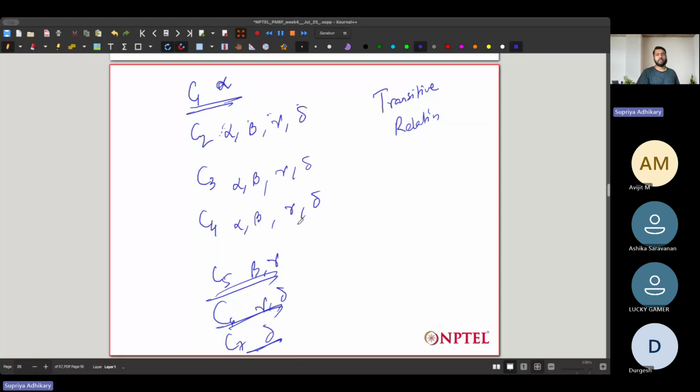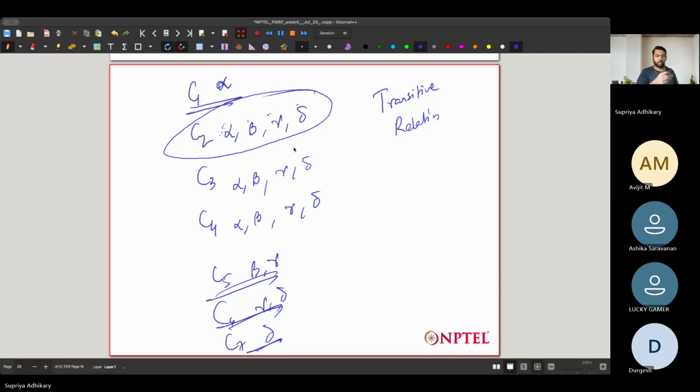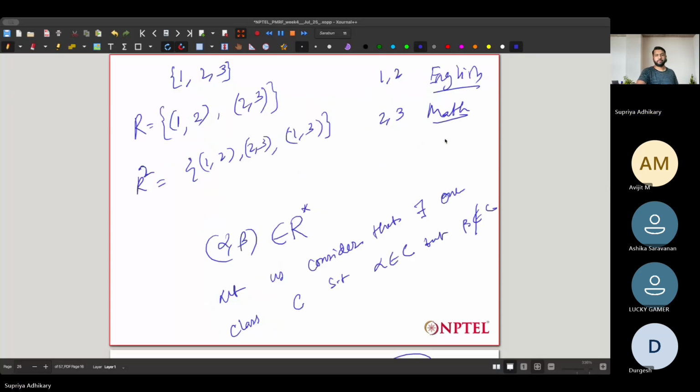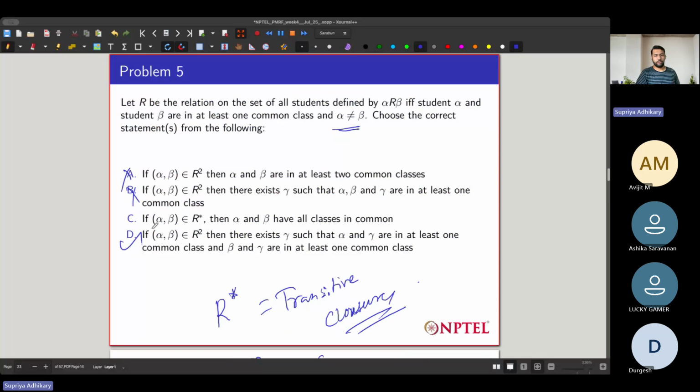Even then, this relation is transitive, because these four students, alpha, beta, delta, gamma, have at least one class in common, where all of them attend this class. So as long as that is true, that there is at least one class where all of the students attend, then this relation is always a transitive relation. So if alpha beta is in R star, then alpha beta have all classes in common. This might not be true. So this is also not true.